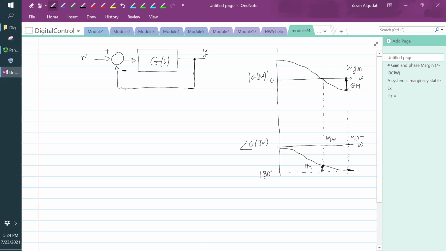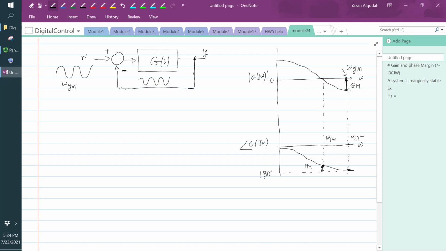Now, what is the significance of these, and how do they help me determine the stability of the system? So let's say that I come to this system here, and I'm going to take a sinusoidal signal that I'm going to apply to this system. The frequency of this sinusoidal signal is omega gm, this frequency here. Now what's going to happen, this signal is going to go through the system, and then I'm going to generate an output. I'm going to take this output, I'm going to feed it back, it's going to get subtracted from the input, and so on.